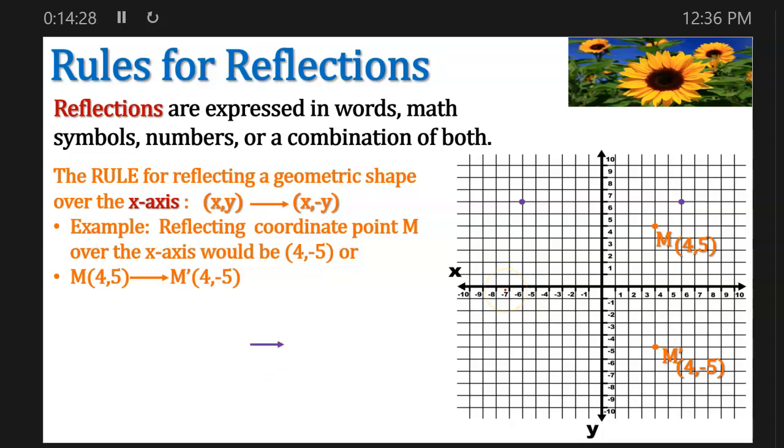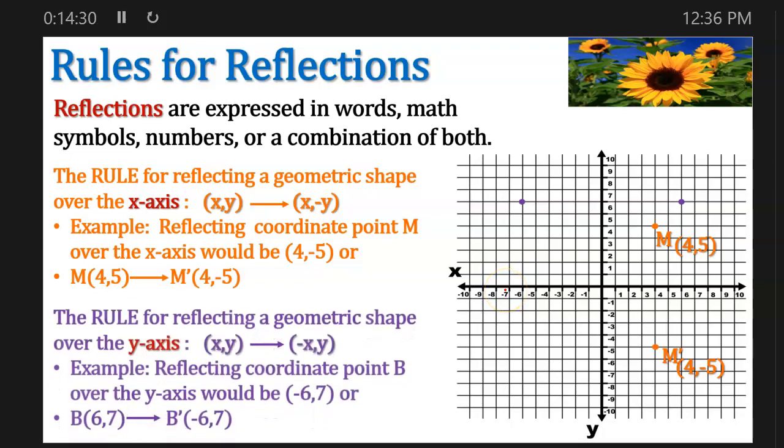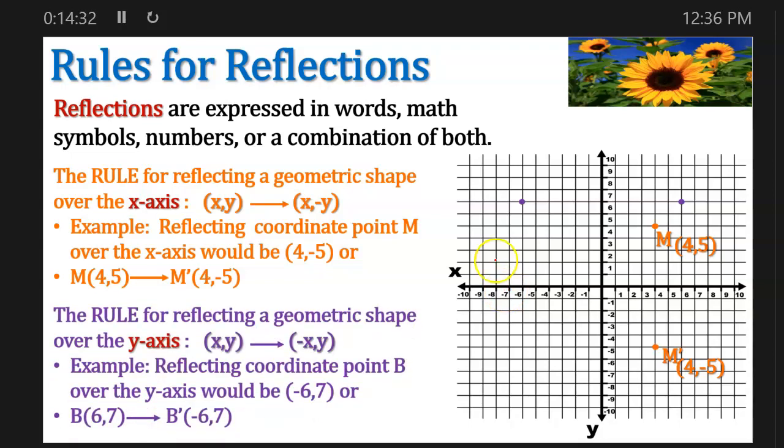The next one is your rule for reflecting a geometric shape over the y-axis. So when we do the y-axis, let's take this point B here, which is 6, 7. We're going to reflect it over the y, and this time the x value is going to change sign. So it's going to be a negative 6 instead of a positive 6.